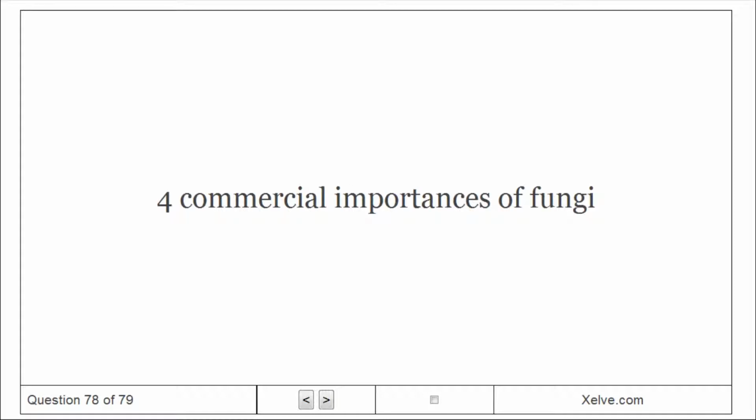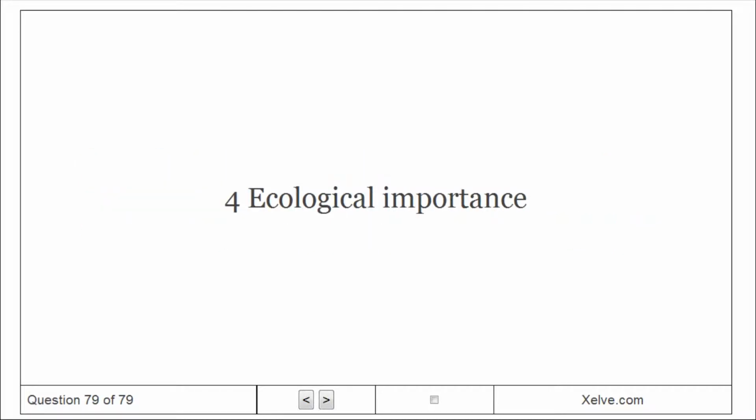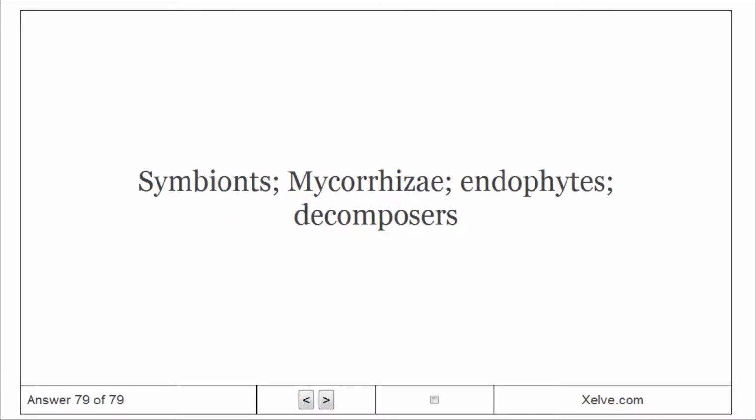Four commercial importances of fungi: food, basidiocarps and truffles, ascomycetes, yeasts, antibiotics like penicillin. Research: Saccharomyces cerevisiae as a model organism. Four ecological importances: symbionts, mycorrhizae, endophytes, decomposers.